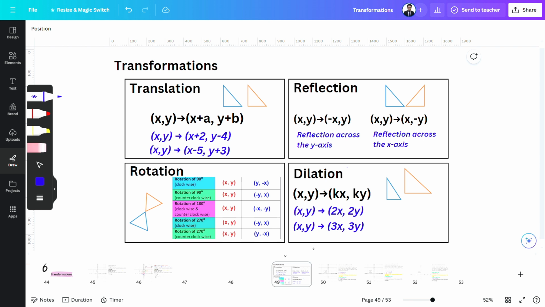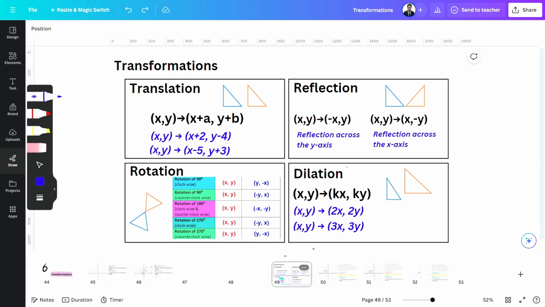Okay, translation can be illustrated on this figure here. We have this one here. The blue one is our pre-image. When you say pre-image, that's the original image or original figure. And then the red one is our image. And when you say image, that's our result.